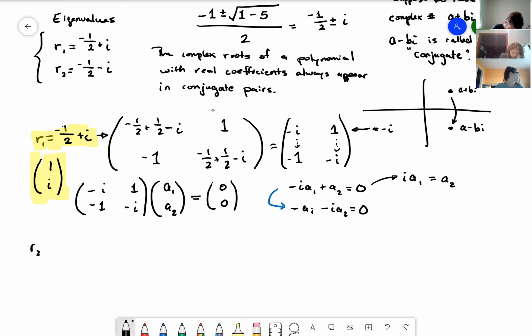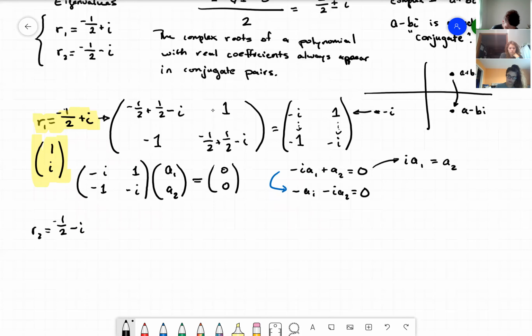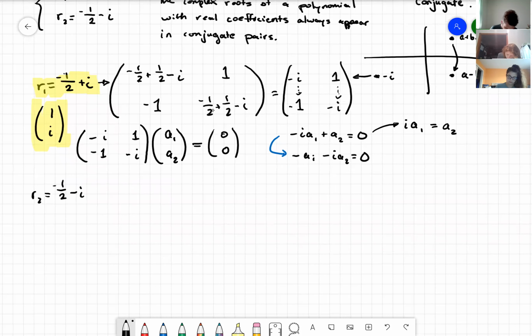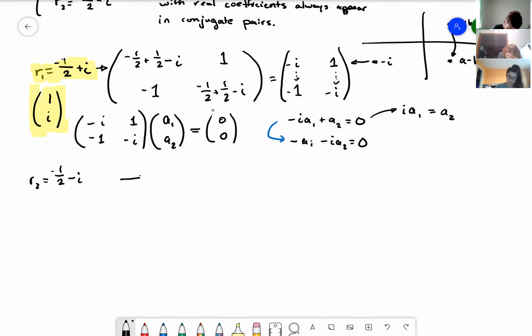Now the other eigenvalue is -1/2 minus i. And we'll go through the same process. We'll get the matrix [i, 1; -1, i]. Right?